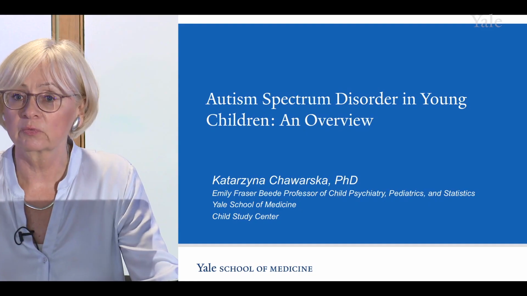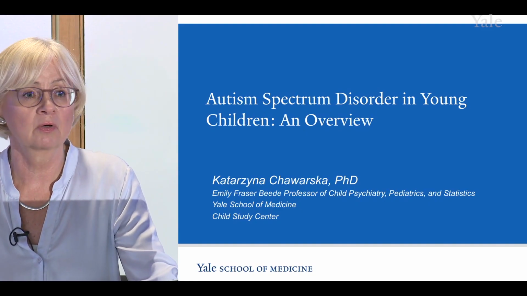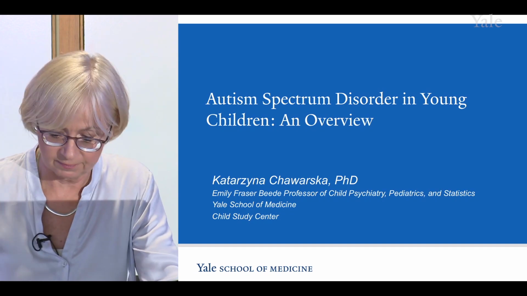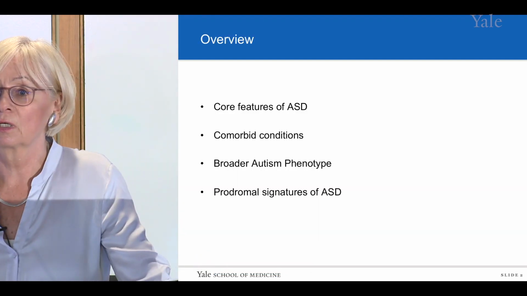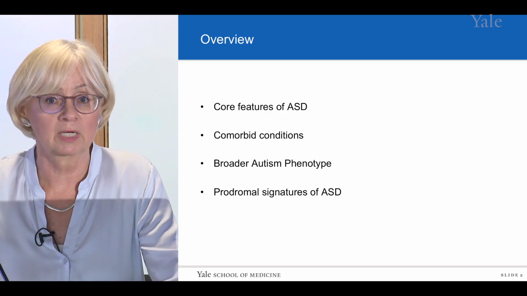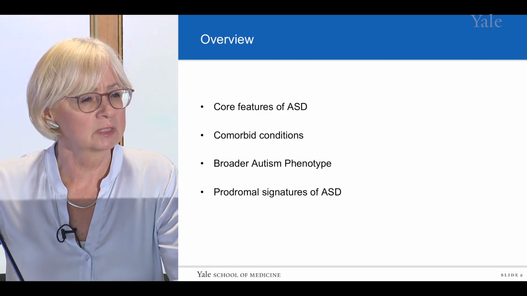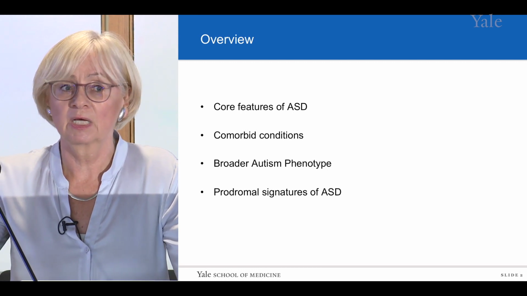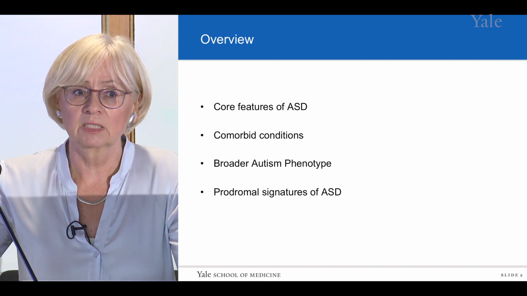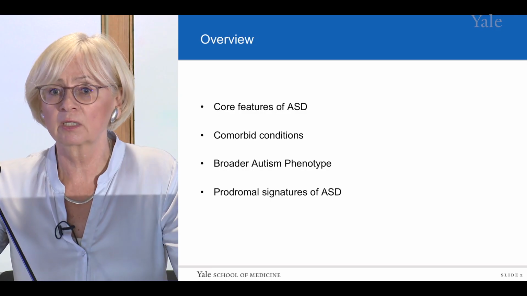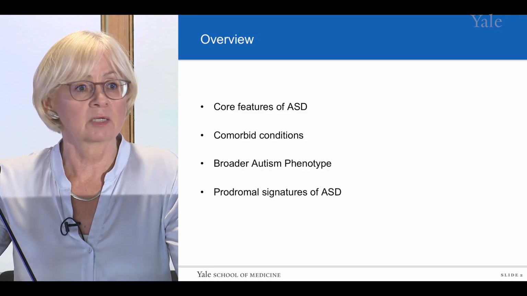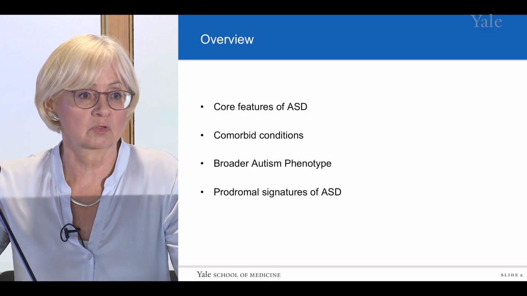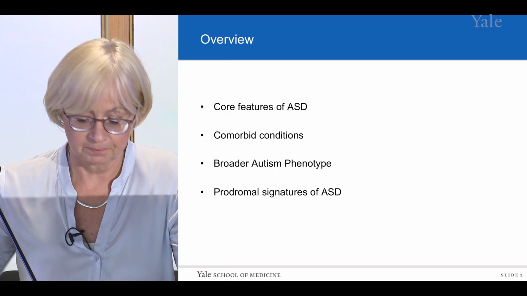In this lecture, we'll focus particularly on how autism expresses itself in the first 3 years of life. We're going to talk about core features, comorbid characteristics. We'll talk a little bit about the broader autism phenotype and spend some time trying to understand what might be the earliest signs of autism that are present in babies way before behavioral symptoms of autism come online.